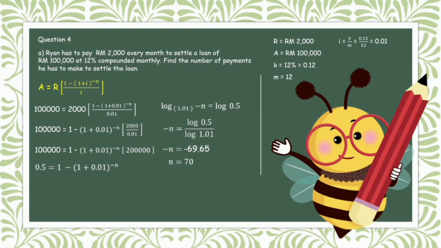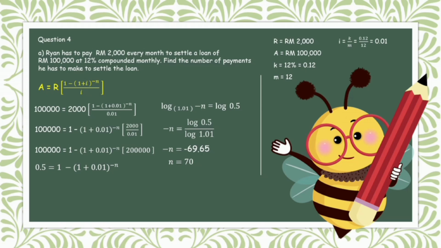So first of all, you need to list the information that has been given. R equals 2,000 ringgit, A equals 100,000 ringgit, K equals 12% equals 0.12. How to get 0.12? You need to convert the percentage into decimals. M equals 12. I equals K over M. K is 0.12 and M is 12. So the answer is 0.01.